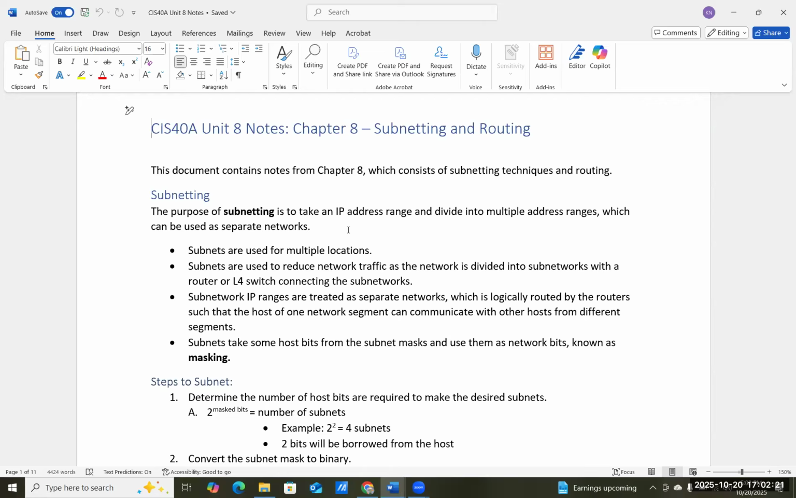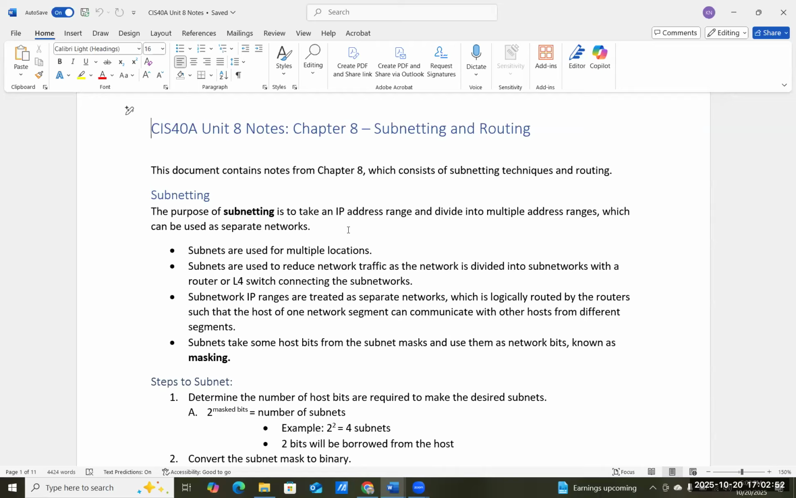So we can use subnets that way. We can also use subnets to reduce some network traffic by separating the traffic into different areas. And we would use a multi-layer switch or a layer 4 switch to do this. A lot of times we use subnets to create or utilize the ranges for a virtual local area network, or your VLAN, and that's important, okay?